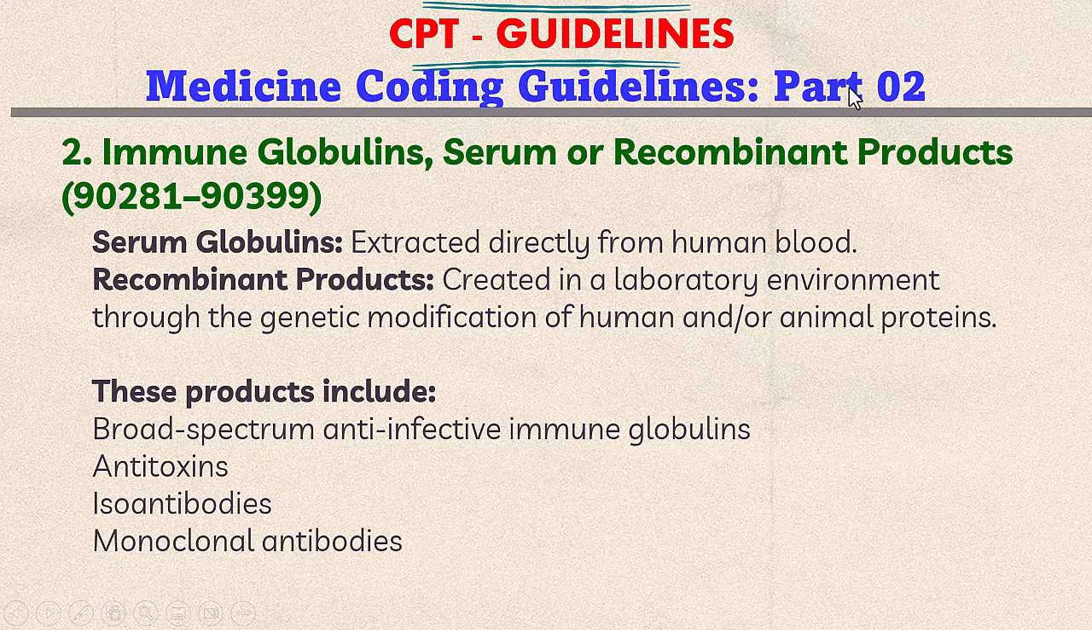Medicine coding guidelines, part 2. Immune globulins, serum or recombinant products. Code series from 90281 to 90399. Serum globulins are extracted directly from human blood. On the other hand, recombinant products are created in a laboratory environment through genetic modification of human or animal proteins. These products include broad-spectrum anti-infective immune globulins, antitoxins, isoantibodies, and monoclonal antibodies.